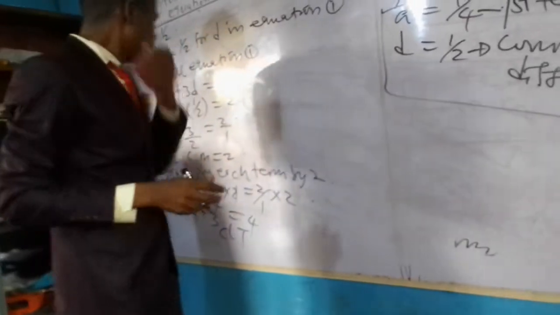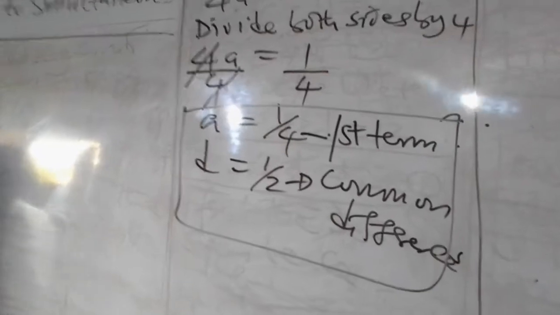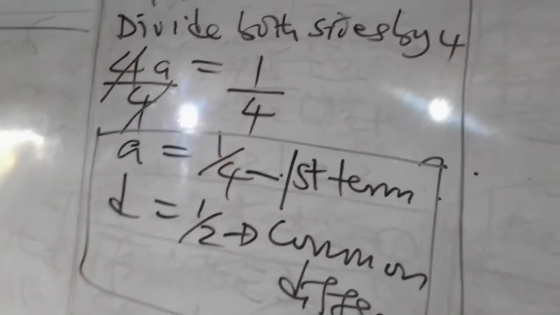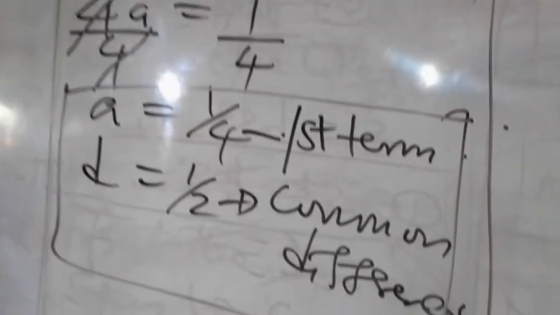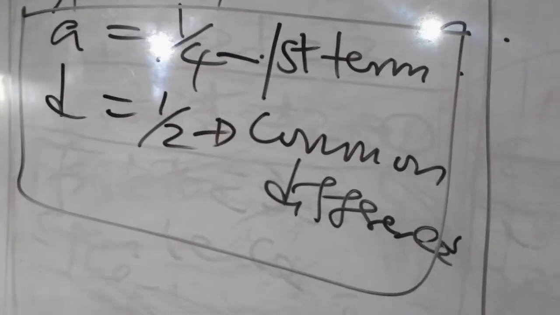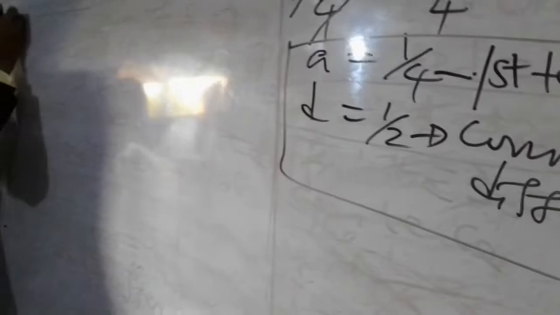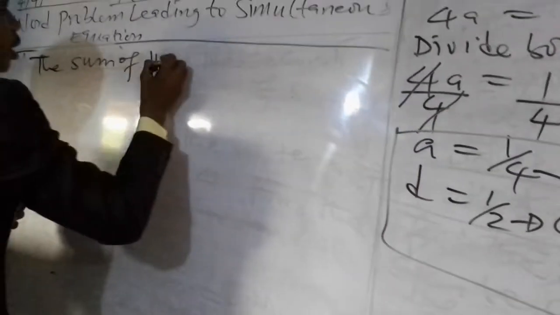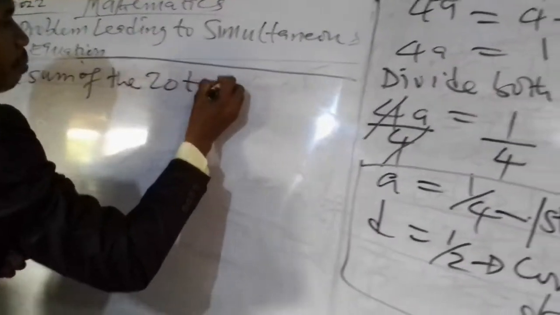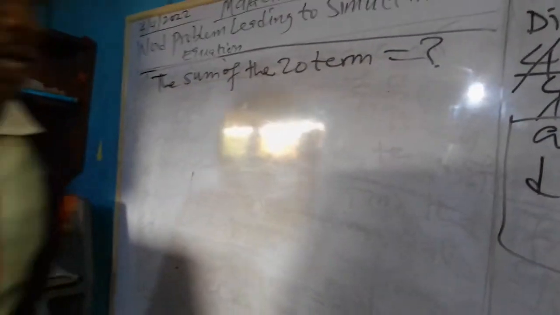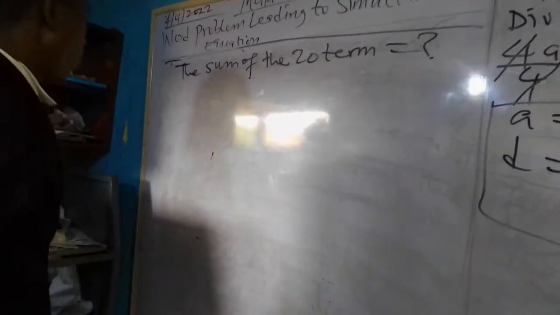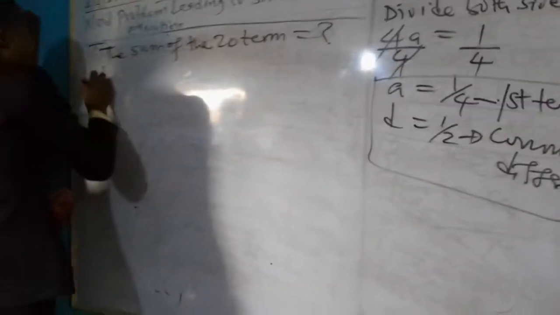Then we have to find the sum, isn't it? The sum of the 20 terms of the progression. Now what we have to find? We have to find the sum of the 20 terms of the progression. The sum of the 20 terms is equal to, oh no, we don't know the sum of the 20 terms. What do we do? We apply the formula.